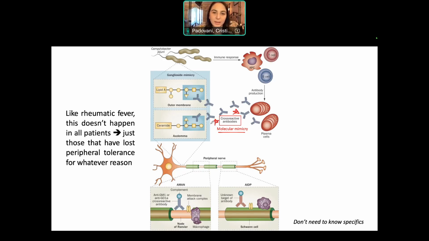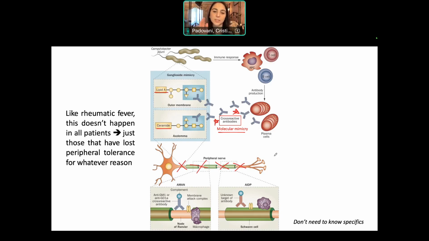They have cross-reactivity with the lipid A that can be located in the outer membrane of Campylobacter, and it looks very similar to ceramide, which is a sphingolipid located in the myelin of your peripheral nerves. So like sphingomyelin, right? So that's ceramide. So you can get destruction of your peripheral nerves, and that's how you can get Guillain-Barré.